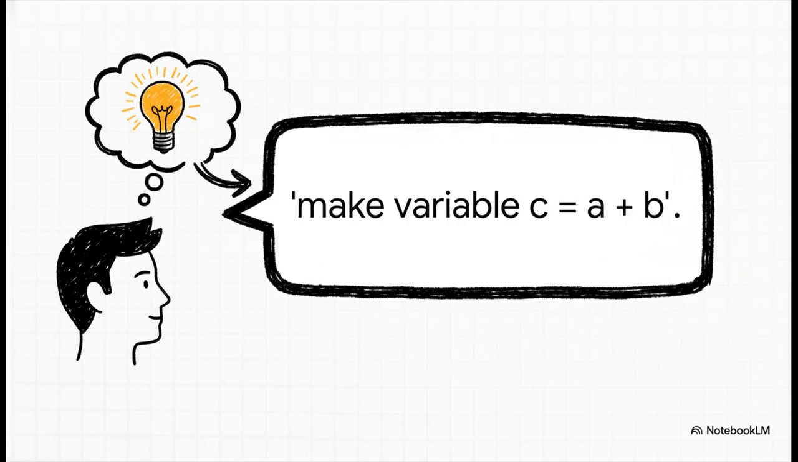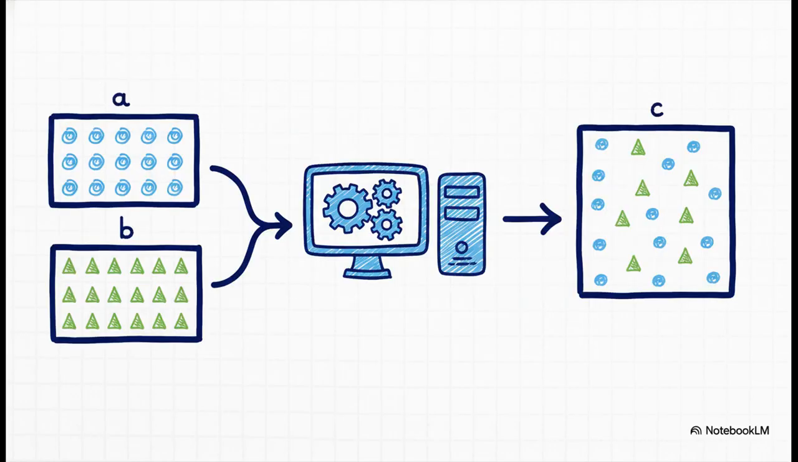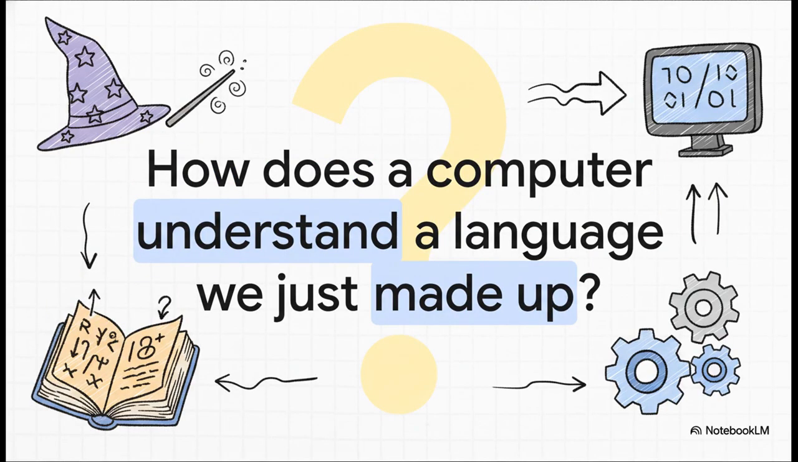So let's imagine for a second we invent our own programming language. We'll call it, I don't know, ShadowScript. And in ShadowScript, we write a simple command, something totally readable to us. Make variable c equal to a plus b. And just like that, the computer understands. If A was 10 and B was 15, boom, it knows C is 25. It doesn't ask any questions. It just does it. So how?